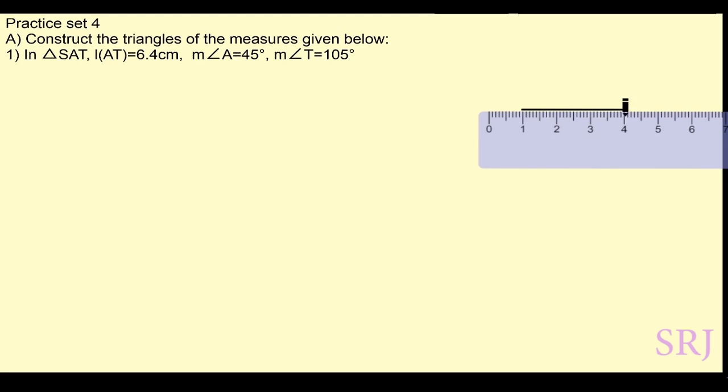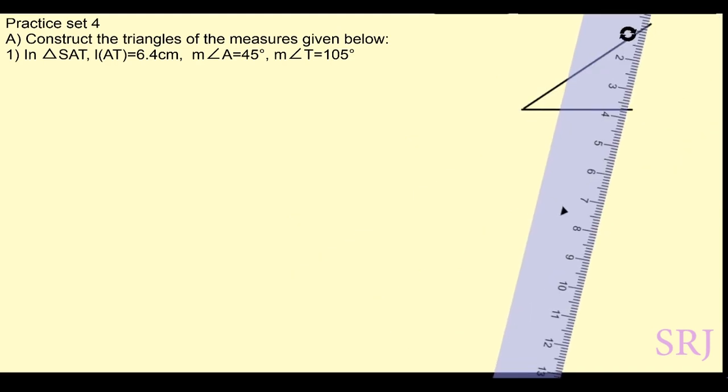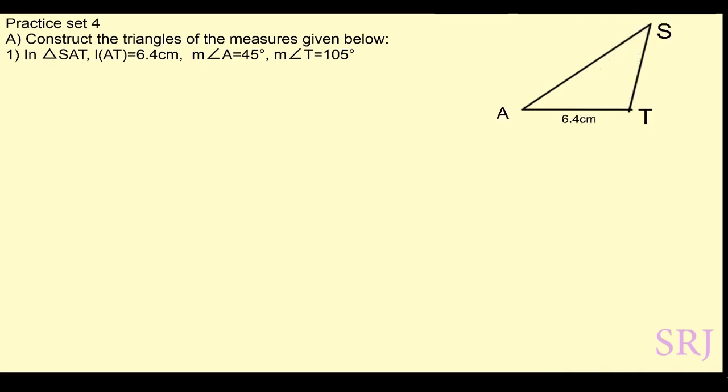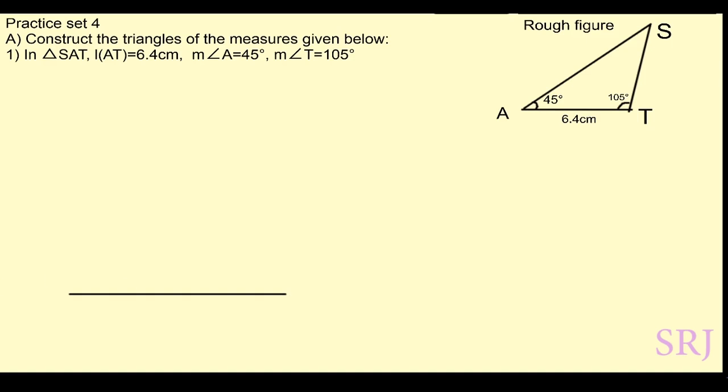Let us draw the rough figure. Let us take base as AT, that is 6.4 cm, and add the given information as per the question. Let us start the construction. First, draw the base using the scale, measuring 6.4 cm. Name the base as A and T, that is 6.4 cm.